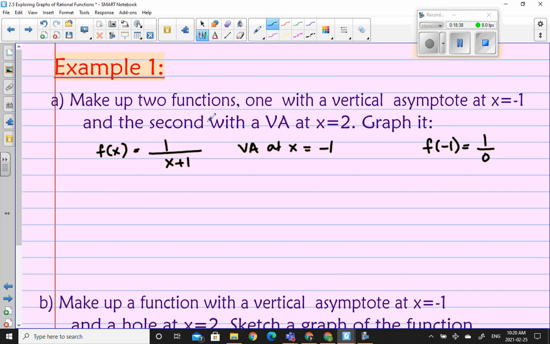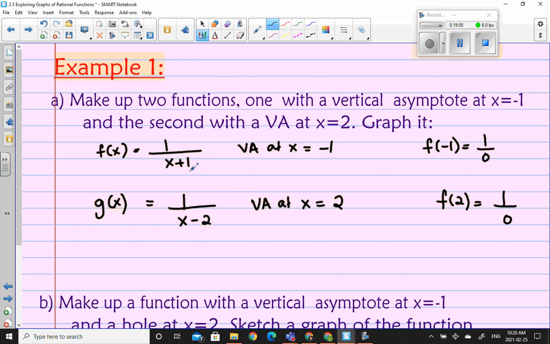The second function, you want to have a vertical asymptote at x equals 2. So there are so many answers here. I'm just going to make one up, 1 over x minus 2. What happens at f of 2? You get 1 over 2 minus 2, which is 0. So therefore, there's a vertical asymptote at x equals 2. And you can easily graph this. I'd like you to do this. You can make a rough sketch of it.